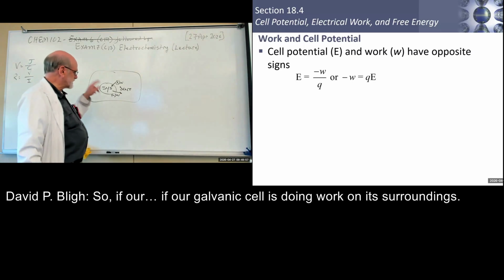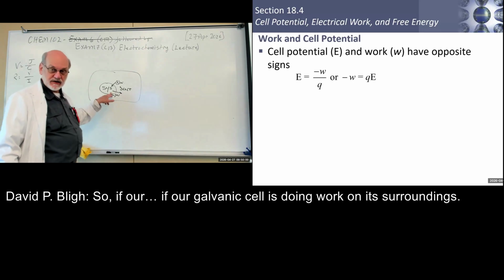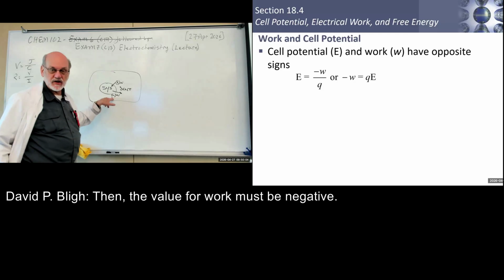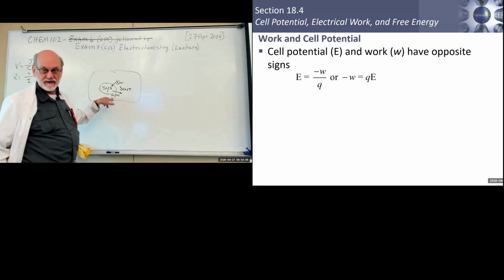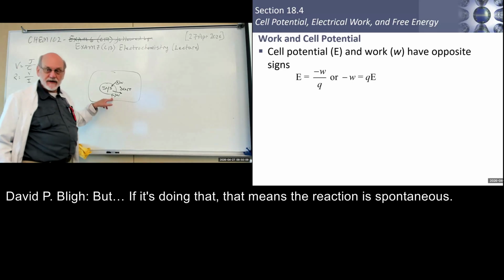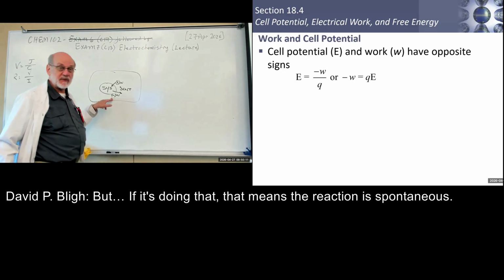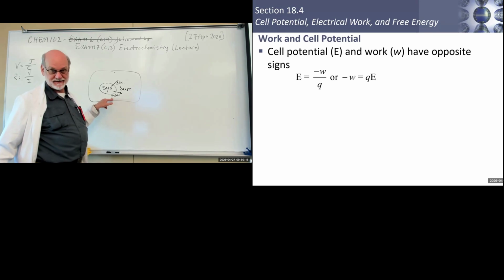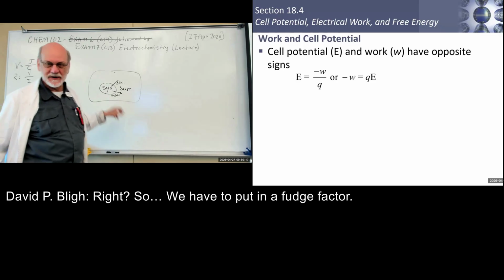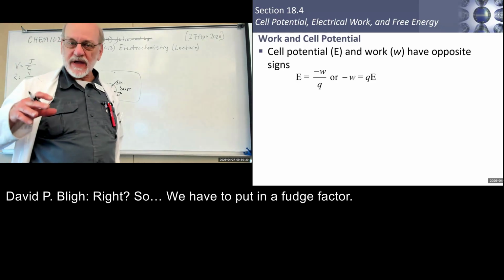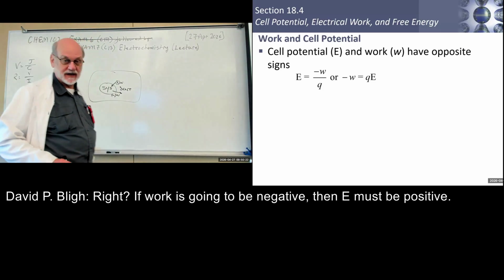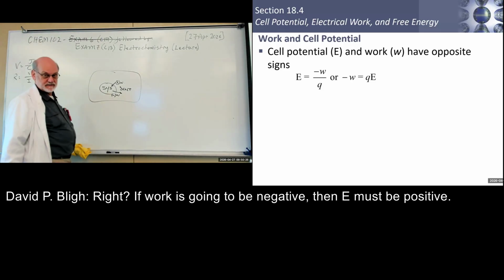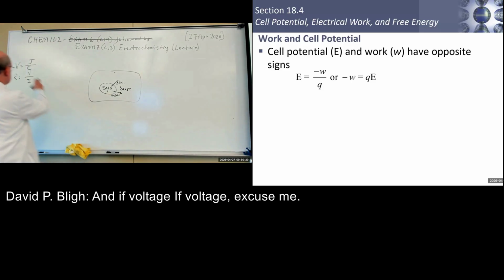So if our galvanic cell is doing work on its surroundings, then the value for work must be negative. But if it's doing that, that means the reaction is spontaneous and the voltage is positive, right? So we have to put in a fudge factor, right? If work is going to be negative, then E must be positive.